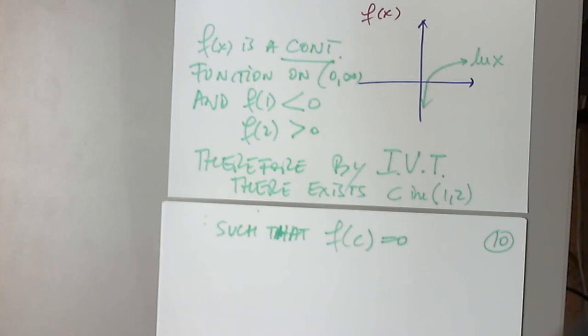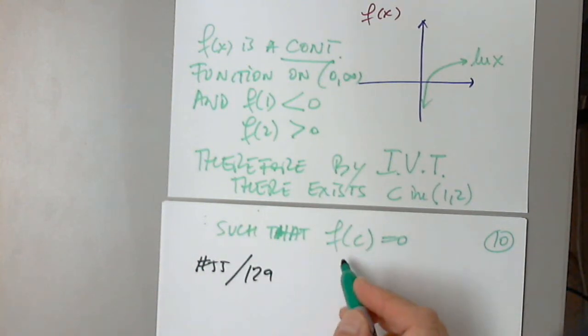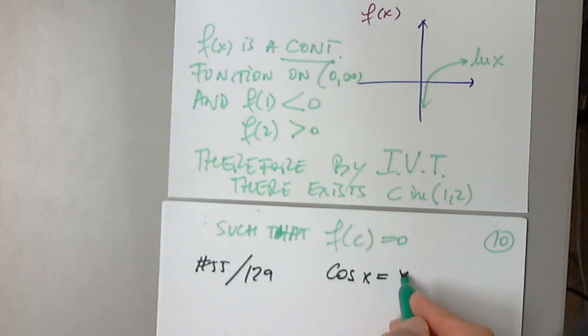Do you think we need another example, or we move on to limits at infinity? Yes. Okay, so let's say 55. On the same page, 129. Cosine x equals x cubed.